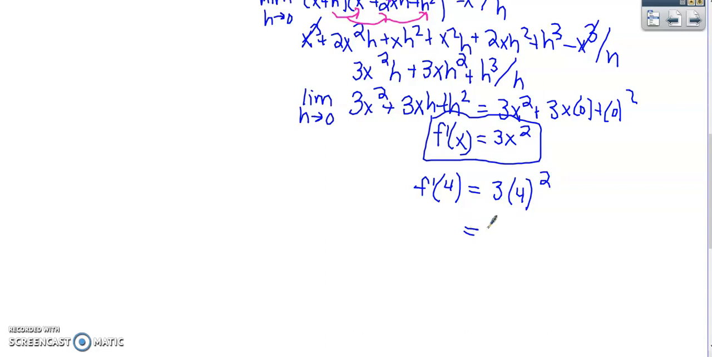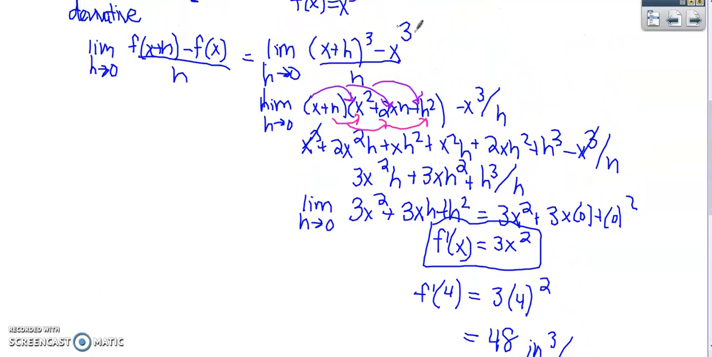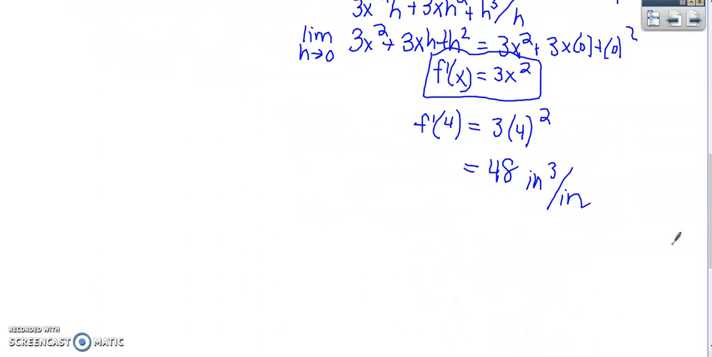And I get 48. Now I have to think about the units there again, right? The units are cubic inches per inch. When you think about the units, you're thinking about this fraction here, right? If these quantities are in inches, but they're cubed, that's cubic inches. H is the change in the side, so that's just going to be in inches. So at the exact moment when the side is 4 inches, my volume is changing at a rate of 48 cubic inches per inch.